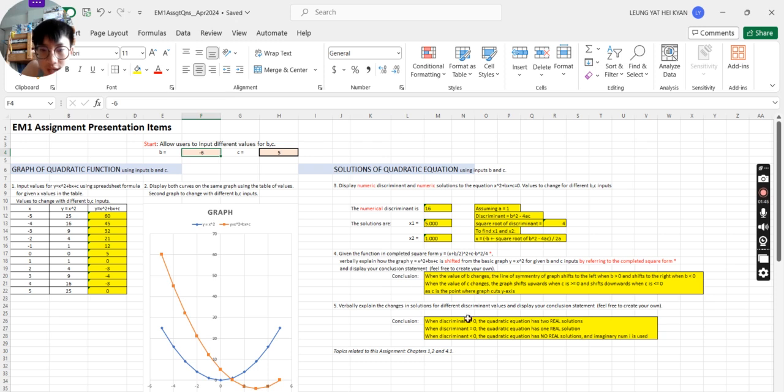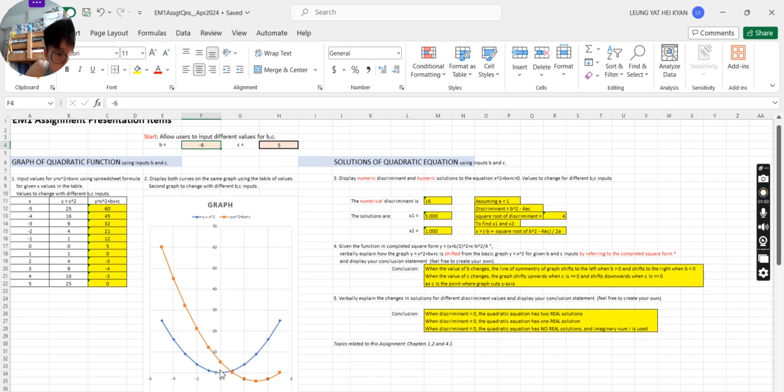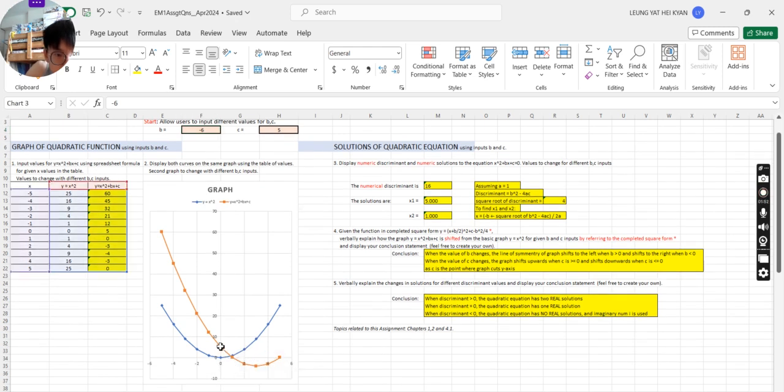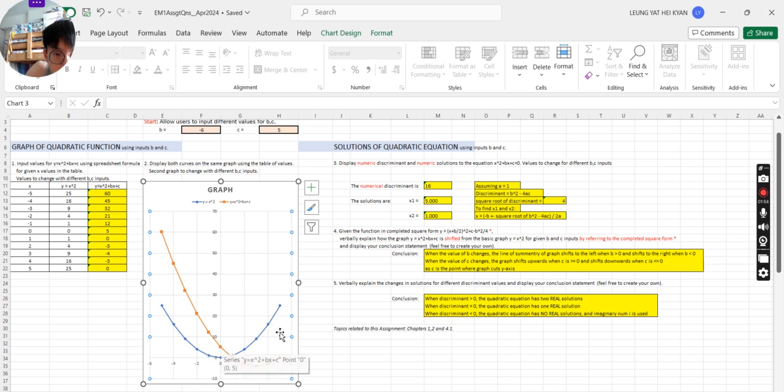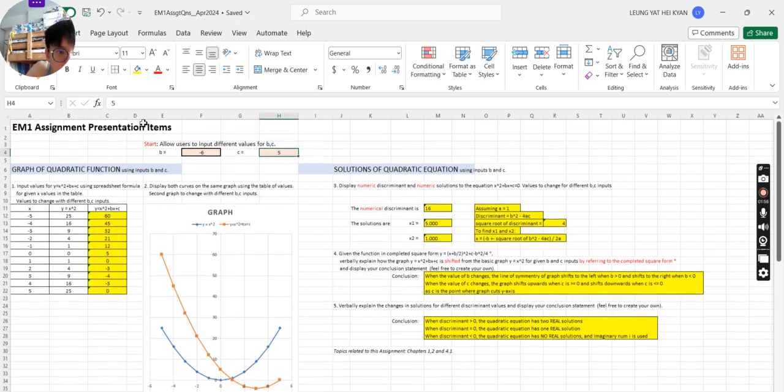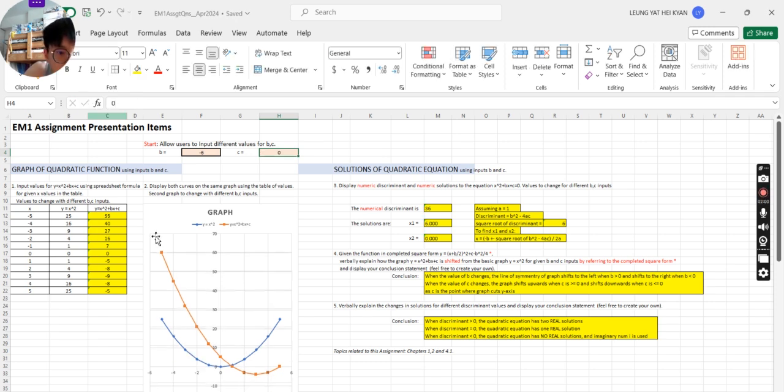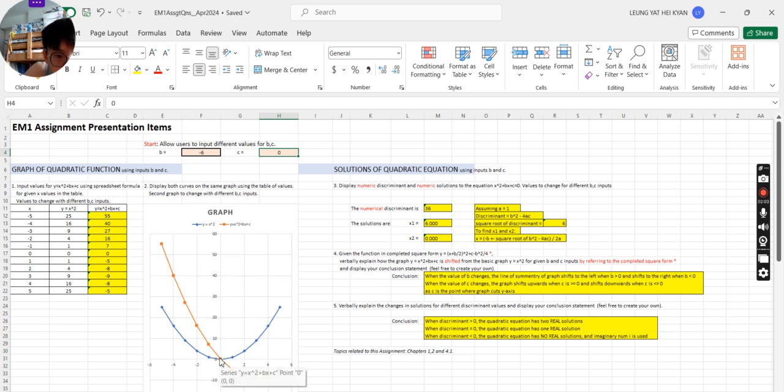As for the value of c, c is where your graph cuts the y-axis. So as of now, c is at 5. Let's say I want to change the value of c to 0 first. Your graph will cut when x equals 0.